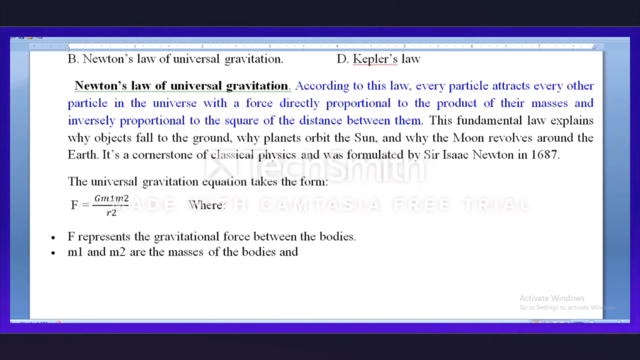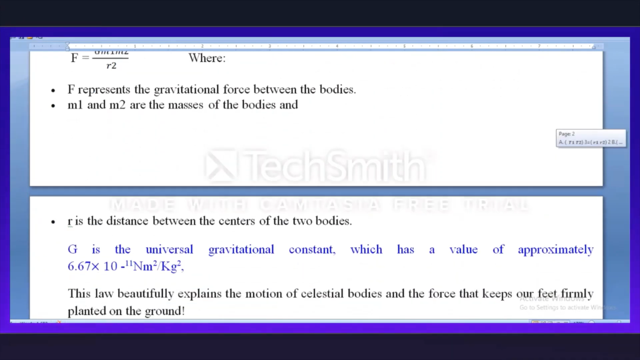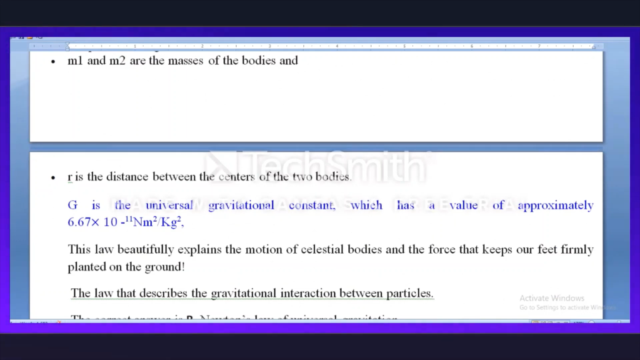1687. The universal gravitational equation is F equals G times m1 times m2 over r square, where F represents the gravitational force between the bodies, m1 and m2 are the masses of the bodies, and r represents the distance between the centers of the two bodies. G is the universal gravitational constant, which has a value of approximately 6.67 times 10 to the power of minus 11 Newton meter square per kilogram square.